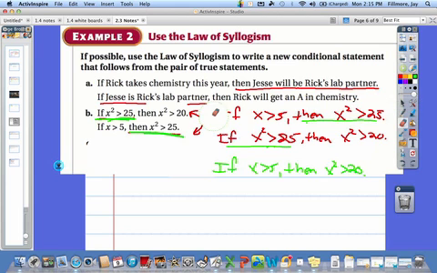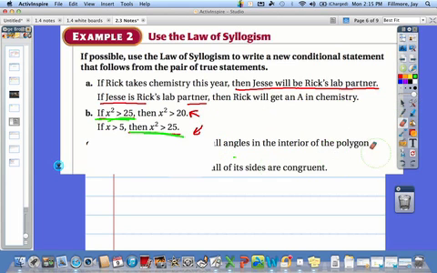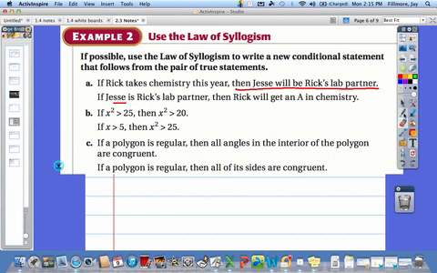Now, for the next one, let me erase this first. For this particular problem, if a polygon is regular, then all the angles in the interior of the polygon are congruent. We know that from section 1.6. If a polygon is regular, then all of its sides are congruent. The problem with this one is that one conclusion does not match the other's hypothesis. Both hypotheses are the same. So that is a problem. So since both hypotheses are the same, not a hypothesis and a conclusion, here we cannot use the law of syllogism, so this is not possible.